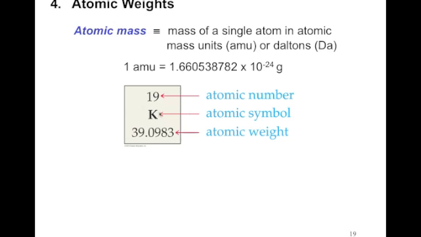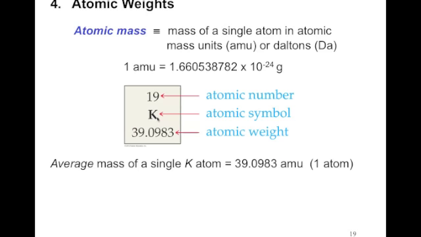So a given element is defined by the number of protons, right, which is given by the atomic number. That's up here, this top number. And below is another number that we call the atomic weight. Now, it turns out that the average mass of a single potassium atom is defined by this number in units of atomic mass units.